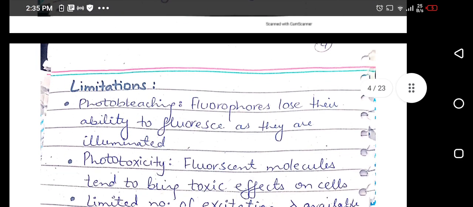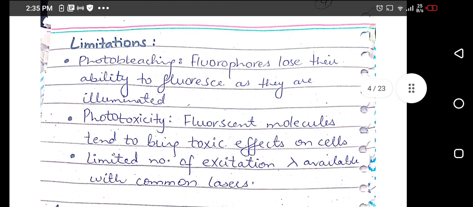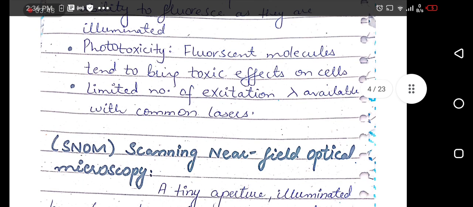There are certain limitations for confocal laser scanning, which are photobleaching: fluorophores lose their ability to fluoresce as they are illuminated. Phototoxicity: fluorescent molecules tend to bring toxic effects on cells. And there is a limited number of excitation wavelengths available with common lasers.